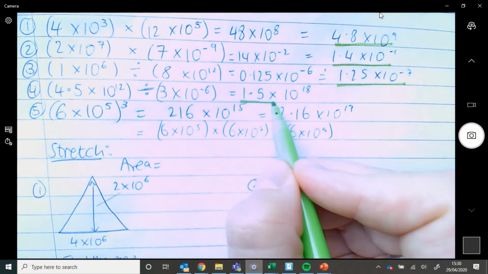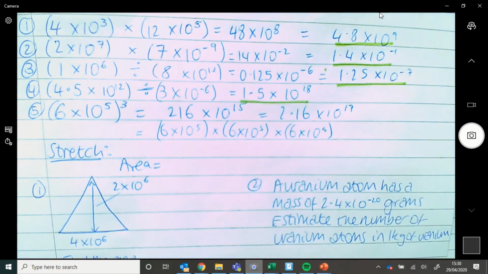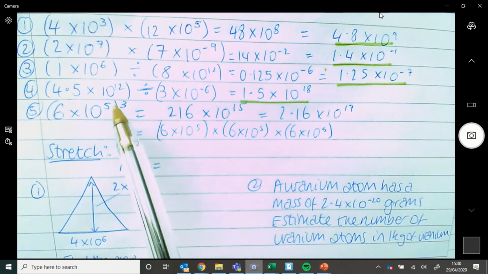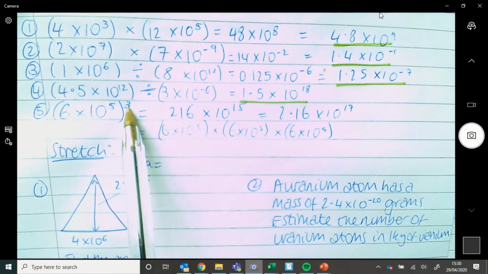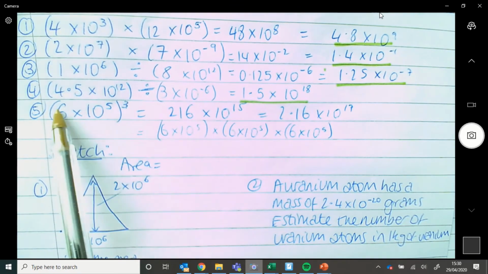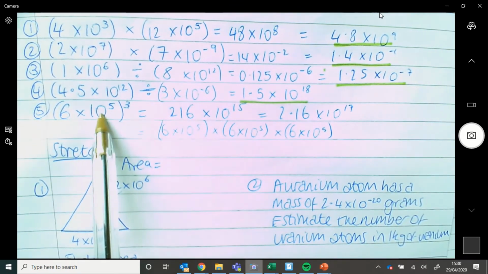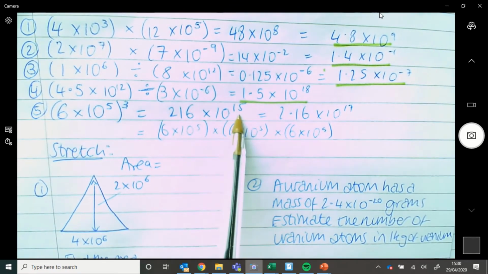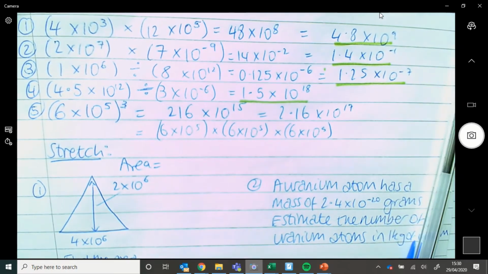This one, when I did my working out, 1.5 is already between 1 and 10, so it didn't need to be corrected. Question 5, 2 different ways you could do it. We already know from indices that if I've got a 3 power on the outside, it means cube everything inside. So I did 6 cubed, and then I did 10 to the power of 5 cubed, which gave me 10 to the power of 15, and then I put it into standard form.